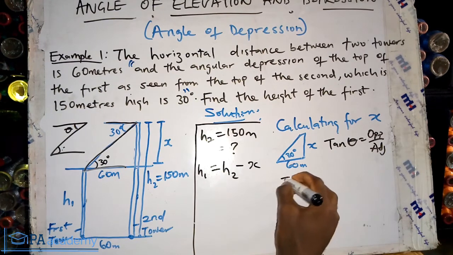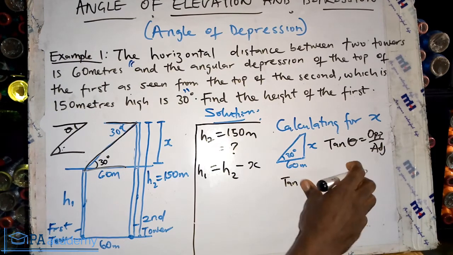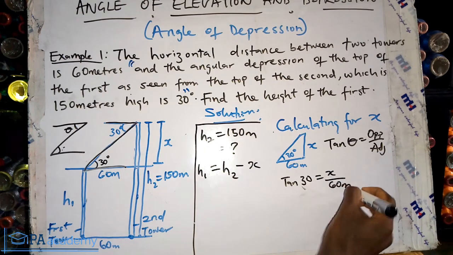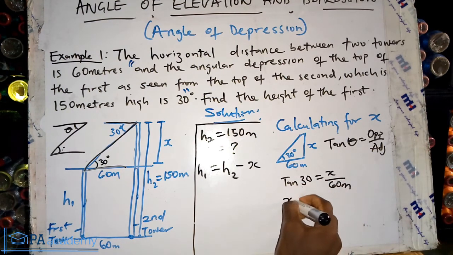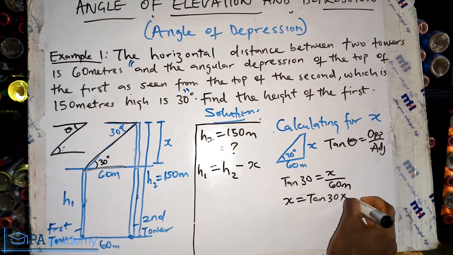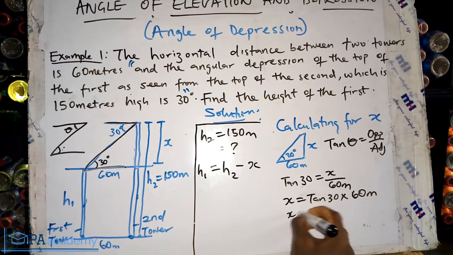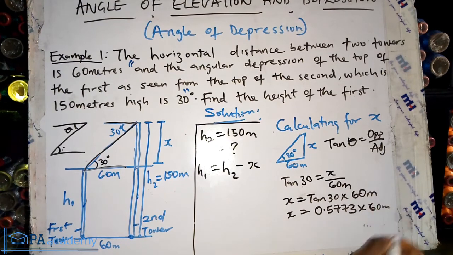So let's put in our values. So tan 30 is equal to our opposite, which is x, over 60 meters. By the time we make x the subject of the formula, we are going to cross multiply, and we are going to have x is equal to tan 30 times 60 meters. Tan 30 will give us 0.5773, then times 60 meters. So let's multiply 0.5773 multiplied by 60.